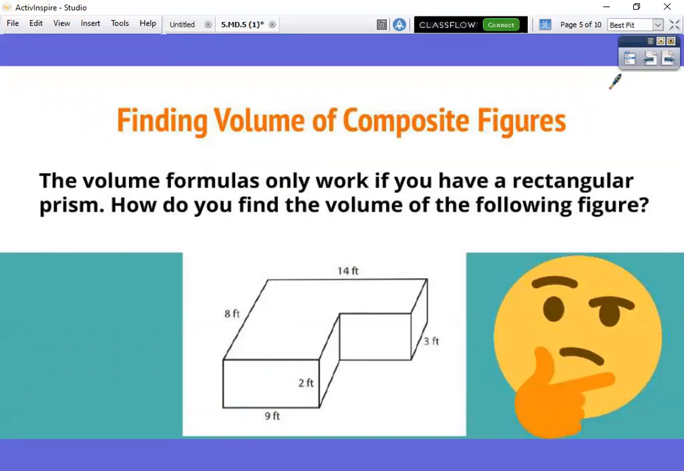Well, the volume formulas only work if you have a rectangular prism. How do you find the volume of the following figure? Because when I look at this figure, I don't only see a length, a width, and a height. This is what we call a composite figure. So let's see what we would need to do in order to find the volume of these type of figures.